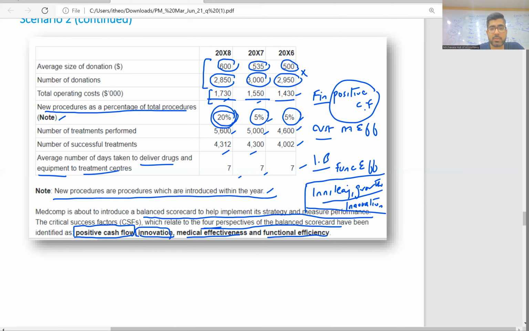So the positive cash flow was 45,000. In 2007, the average size of donation was 535, multiplied by 3,000 donations, 1,605, and then 1,550 cost, the positive cash flow was 55,000. Whereas in 2008, the average donation was 600 multiplied by 2,850 donations, minus 1,730,000. So it was minus 20,000, negative.